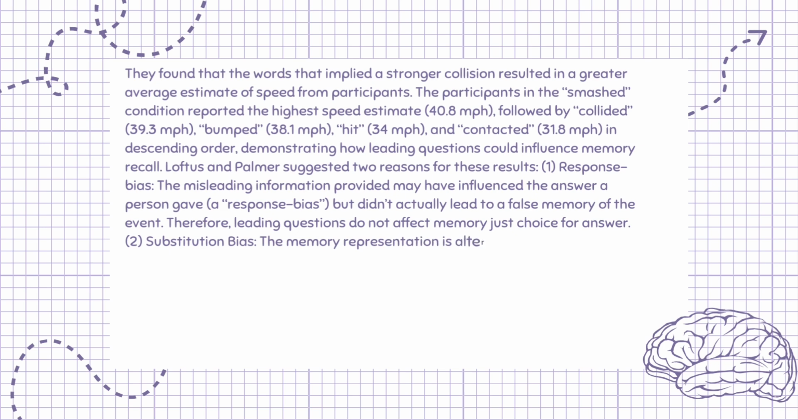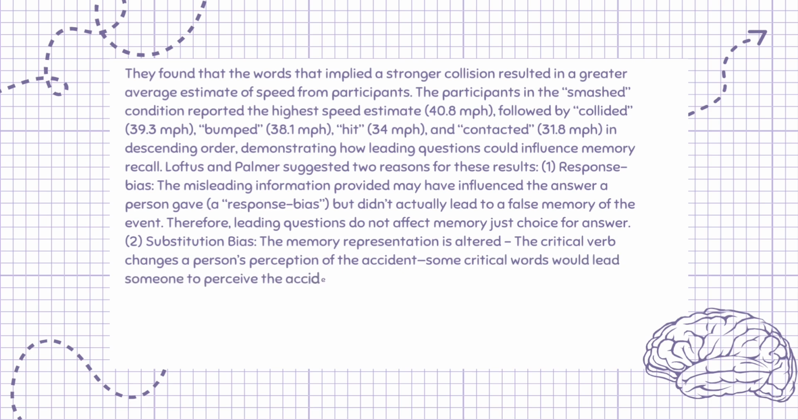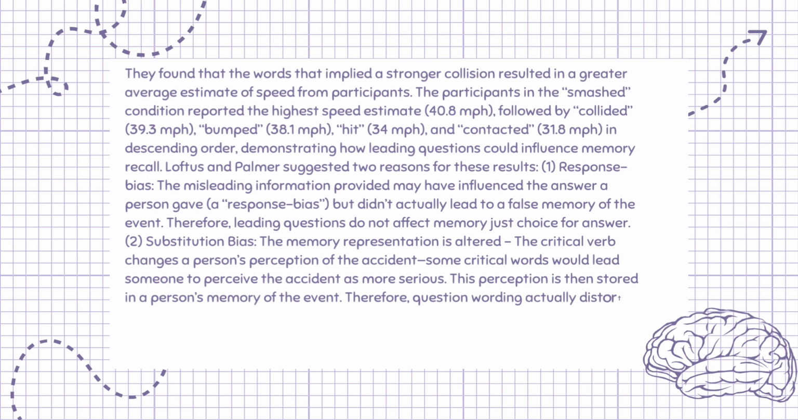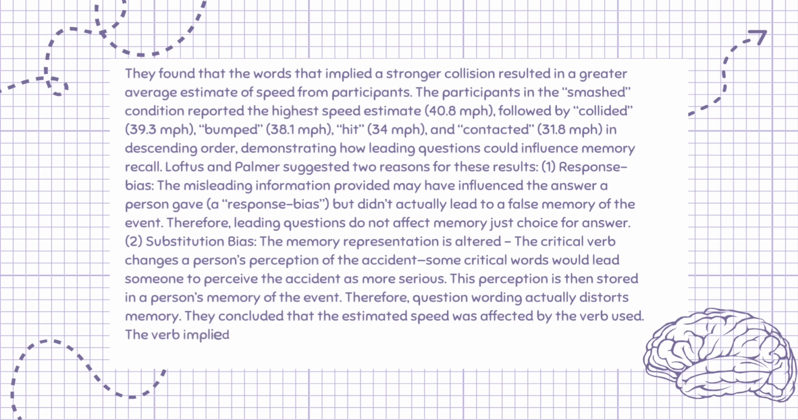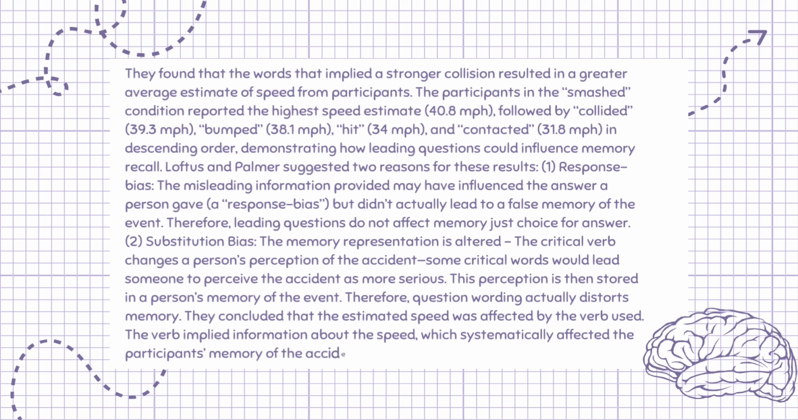2. Substitution bias. The memory representation is altered; the critical verb changes a person's perception of the accident. Some critical words would lead someone to perceive the accident as more serious. This perception is then stored in a person's memory of the event. Therefore, question wording actually distorts memory. They concluded that the estimated speed was affected by the verb used. The verb implied information about the speed, which systematically affected the participant's memory of the accident.